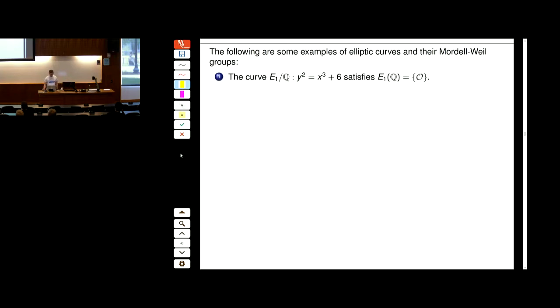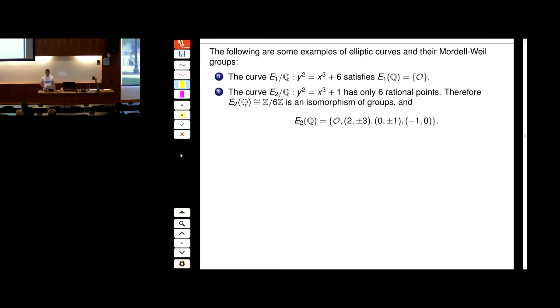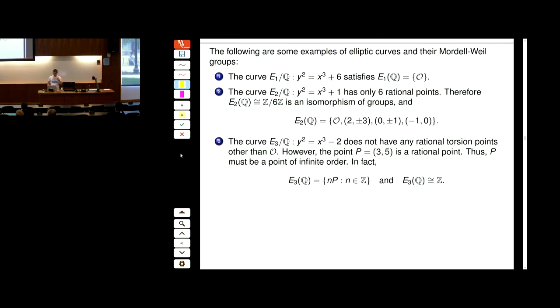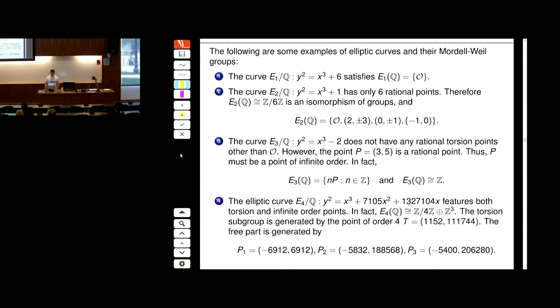Here are more examples of things that can happen for a Mordell-Weil group. You can have an elliptic curve that has no rational points whatsoever, except the point at infinity that is always there. You can have an elliptic curve that has only finitely many points. For instance, that one only has 6 points. You can have an elliptic curve that has no points of finite order, but has points of infinite order. That elliptic curve has infinitely many points, all generated by one point. And you can have a mix: torsion and an infinite part.